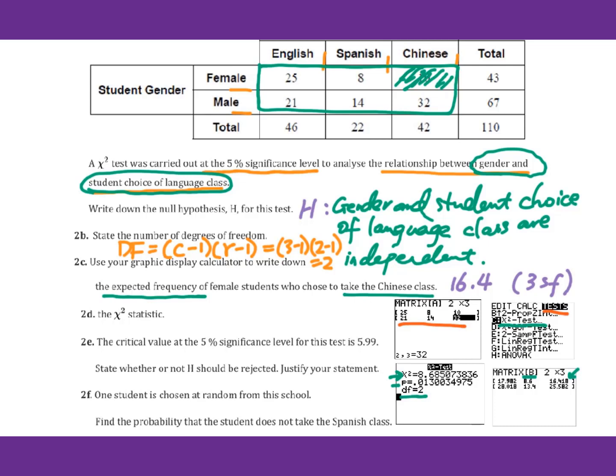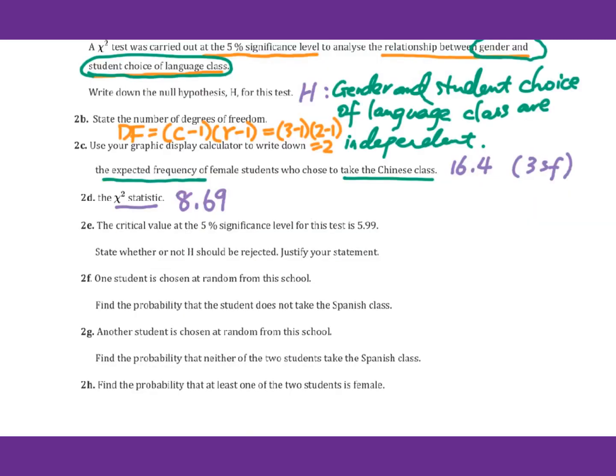For the chi-square statistic, that will be 8.69. Still 3 significant figures. Now let's go to 2E. The critical value at the 5% significance level for this test is 5.99. State whether or not it should be rejected.